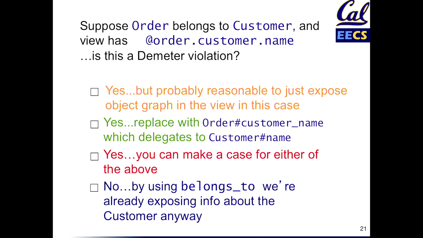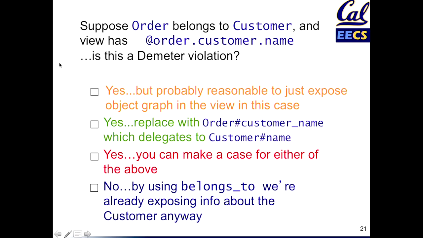So here's a question about possibly trivial Demeter violations. Suppose we have a relationship like order belongs to customer. And in one of the views, there's an order variable that's been passed into the view. And you see this dereference, order.customer.name. Ooh, we're reaching down through two levels, right? Order knows about customers, but now it's also making assumptions about this attribute. So the question is, is this a Demeter violation?